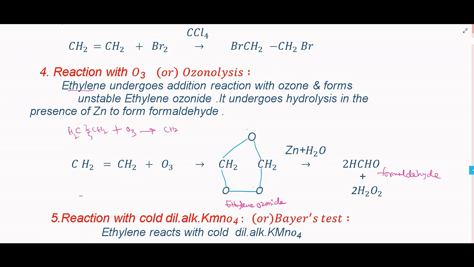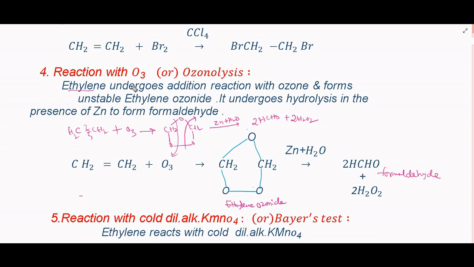And how to write this one? CH2, bond breakage takes place here, and one oxygen attached here, a second oxygen here, a third oxygen here. In the presence of zinc, hydrolysis takes place, and the bond breakage is like this, giving CH2O and CH2O. So how many molecules of CH2O are forming here? 2 moles. We call it formaldehyde, HCHO, plus it also forms hydrogen peroxide, H2O2.